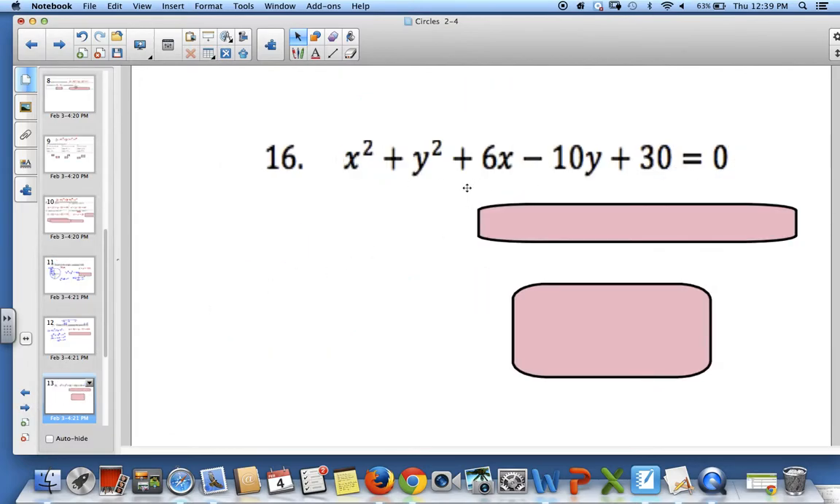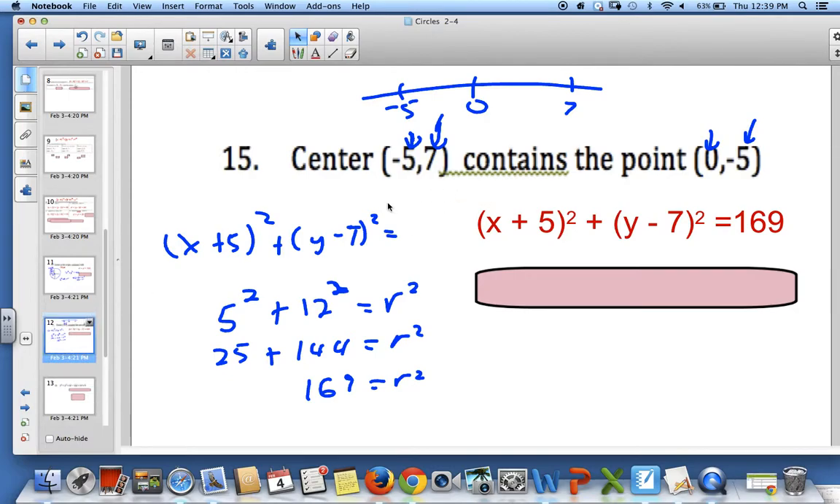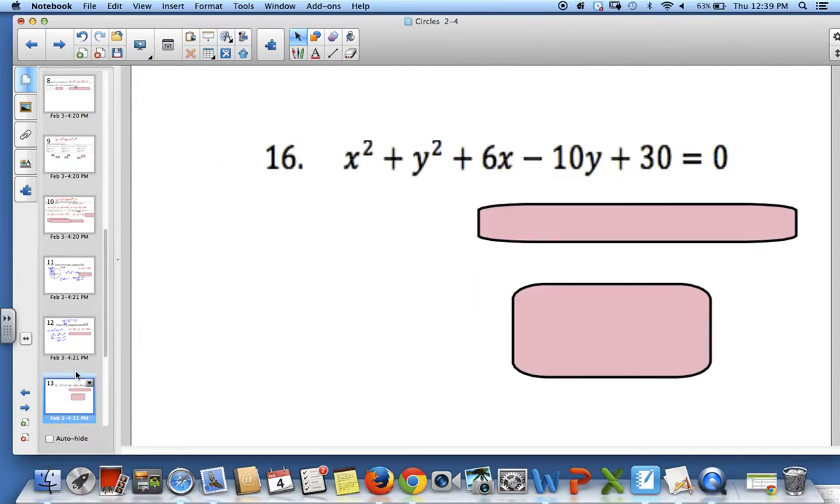The last part gets a little tricky when we have something like this, because now they're not giving us the information to figure out the center and radius. We're asked to find the center and radius. It's not in the form. If it were in the form, like this right here, I can tell right away, here's the center, negative 5, positive 7, and the radius is the square root of 13 squared. But this isn't in the right form for that, so we have to change this to the form.